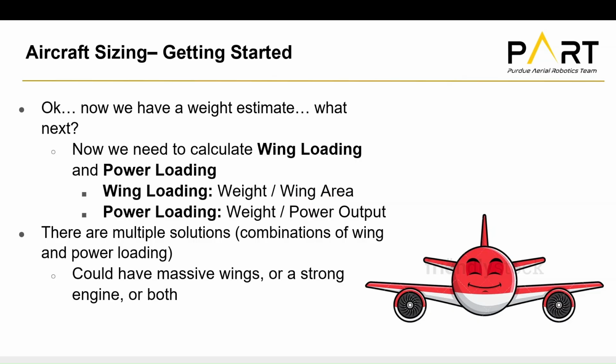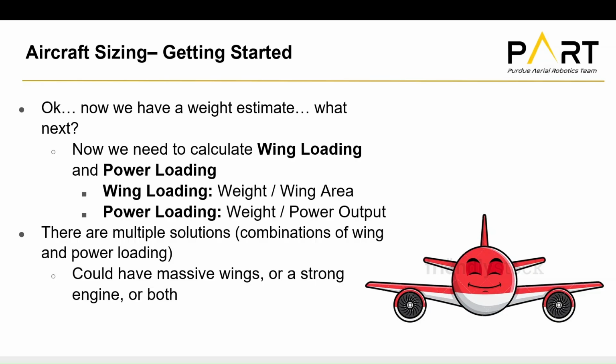Same with power here, right? Power loading is weight over power output. So a higher power loading means you have a greater weight for the amount of power that your plane is actually outputting and your engine is working harder. Versus a lower power loading means you have a larger engine, right?